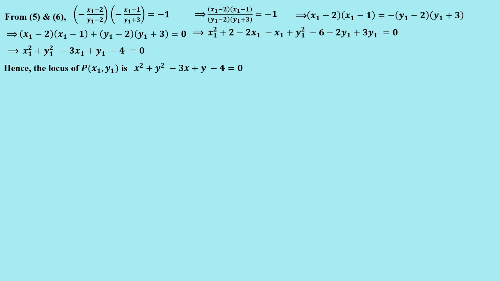Hence the locus of P(x1, y1) is x² + y² − 3x + y − 4 = 0. Next we are going to see inverse point.